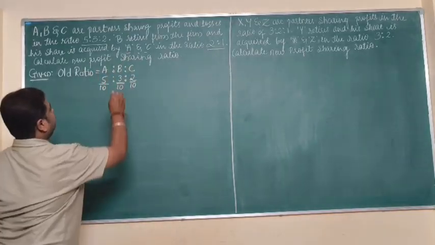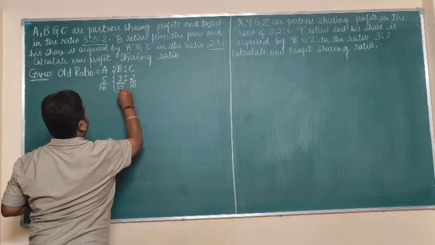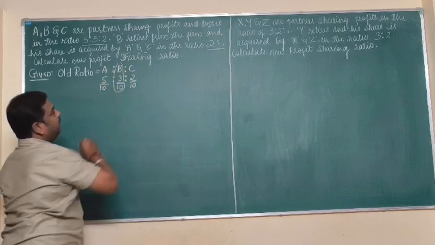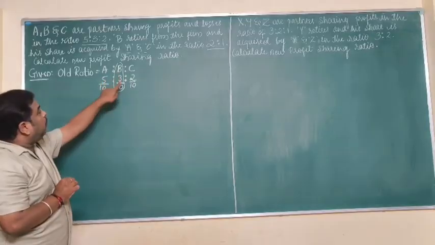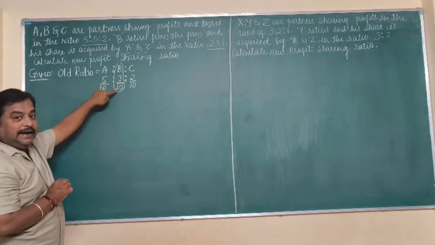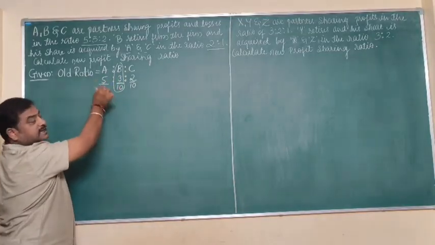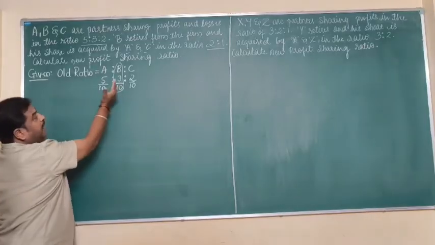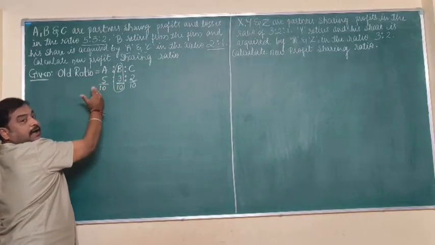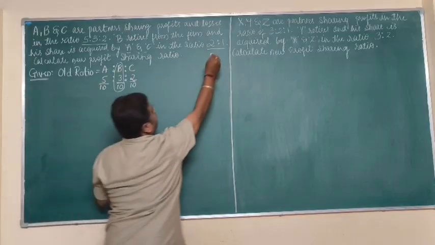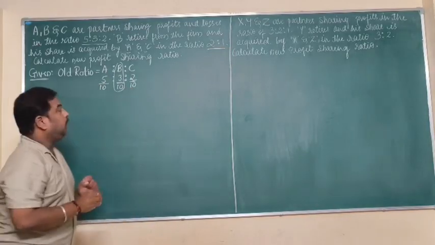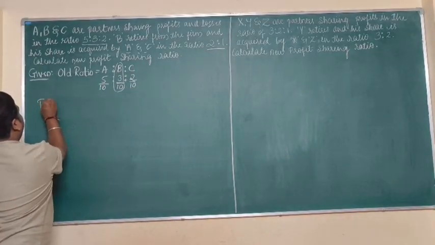B retires from the firm. So B, I'll just mark it like this for my reference here. So who is the retiring partner? B. And what is his share? 3/10. B's share, that is the retiring partner's share, will be shared or acquired by the continuing partners, in which ratio? They have given 2:1. So how to calculate now?